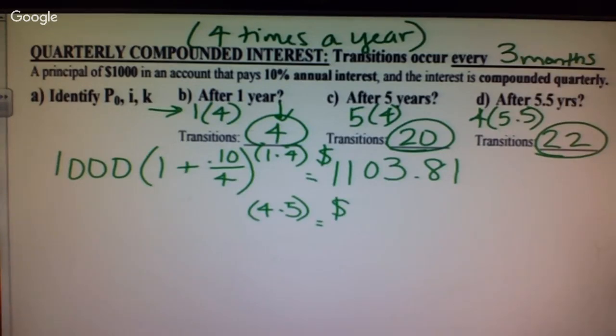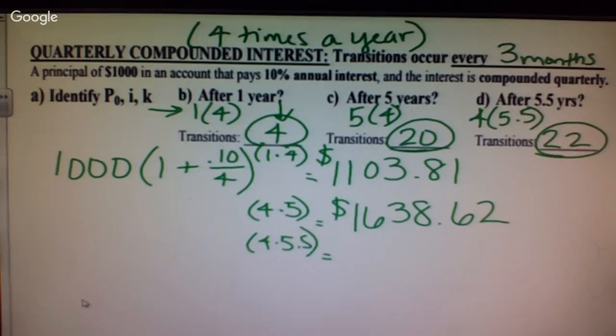The first one is 1,638.62 because I rounded it up. And then when you want to do part D, we would raise it technically to the 4 times 5.5, which again is 22, which is 1,721.57. So you can figure out your transitions first and just raise it to that, or you can raise it to the K times N. Does not matter to me.